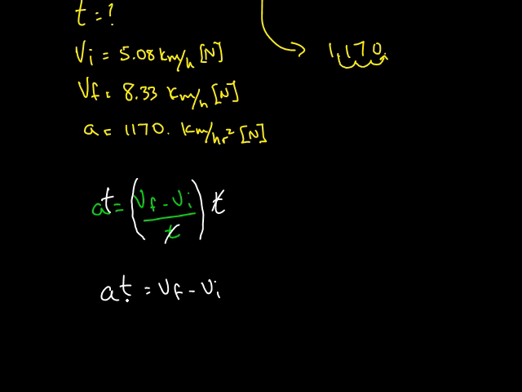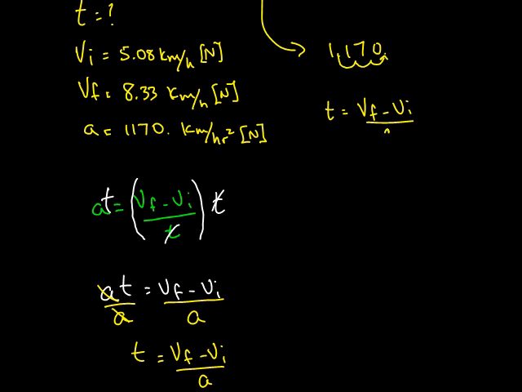Now we want to get the t by itself. Right now it's being multiplied with the a, so we do the opposite operation and divide by a. We have to do it to both sides. The a cancels itself out, leaving us with t equals Vf minus Vi all over a. You can see that these two guys just switched their places, but this is the math behind it all.